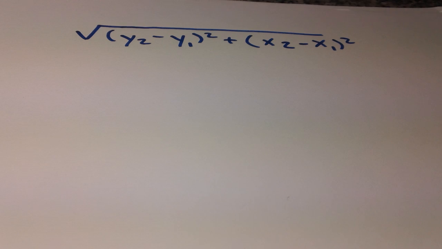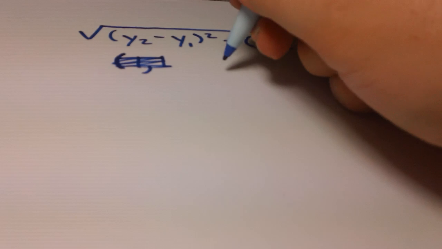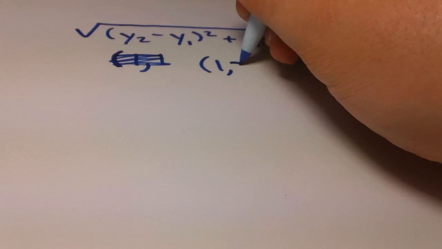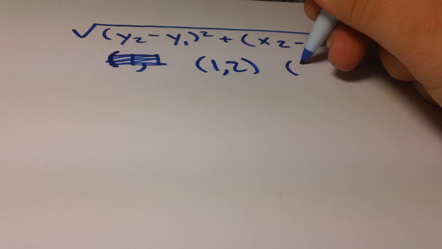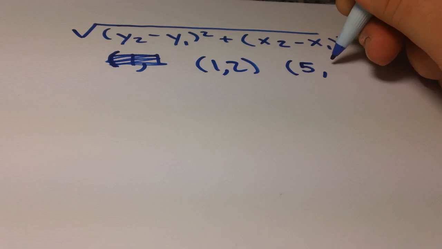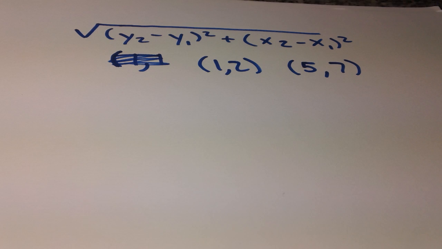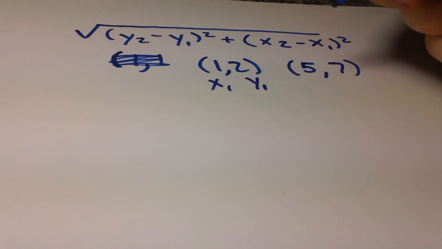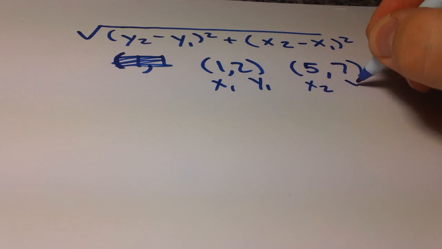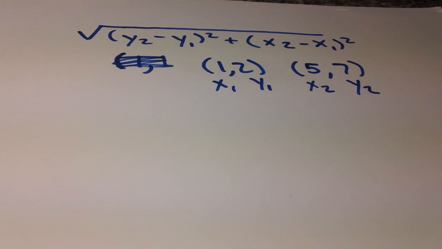Let me give you 2 points. Let's make it simple points because I am going to be graphing these. 1, 2, and 5, 7. I'm going to go ahead and label these x1, y1, as I always like to do whenever I get 2 points, just to make some things simpler. x1, y1, x2, y2, right?